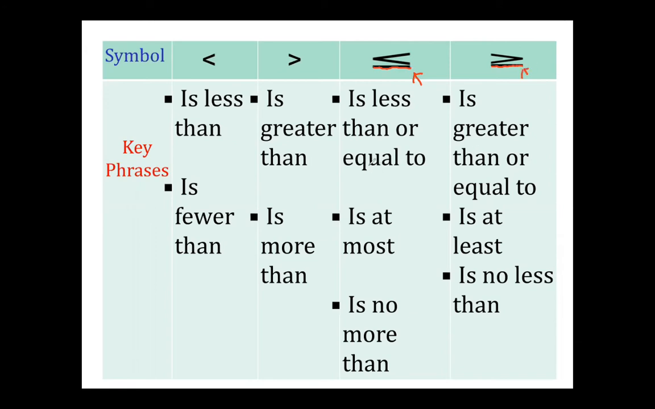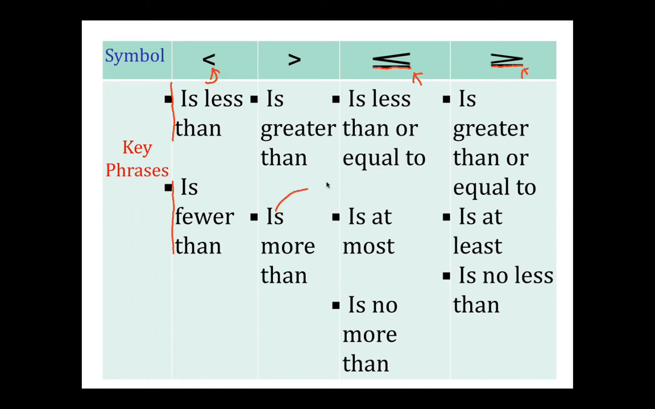Today, we're going to be learning how to write inequalities from sentences. So let's go ahead and look at some key phrases. Of course, one of the key phrases is the name of the symbol itself. So for example, less than. We also have is fewer than. So these are the 2 key phrases you want to look for whenever you're going to write a less than sign. As for greater than, you're also going to have is greater than, or you'll also have is more than.